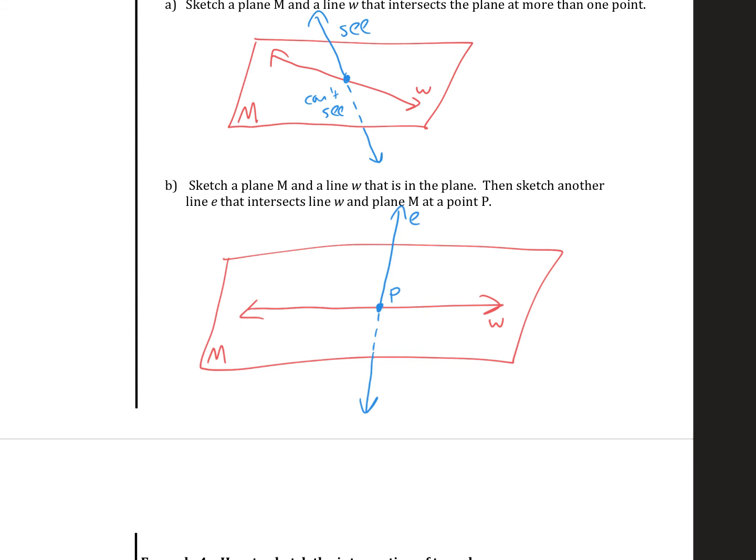I do apologize that it's a little sloppy. Make sure you come to see me during or outside of class to get more examples if this is confusing to you. It is hard to visualize without me being there to show it to you in person. All right, now we're going to talk about sketching the intersection of two planes. Okay?